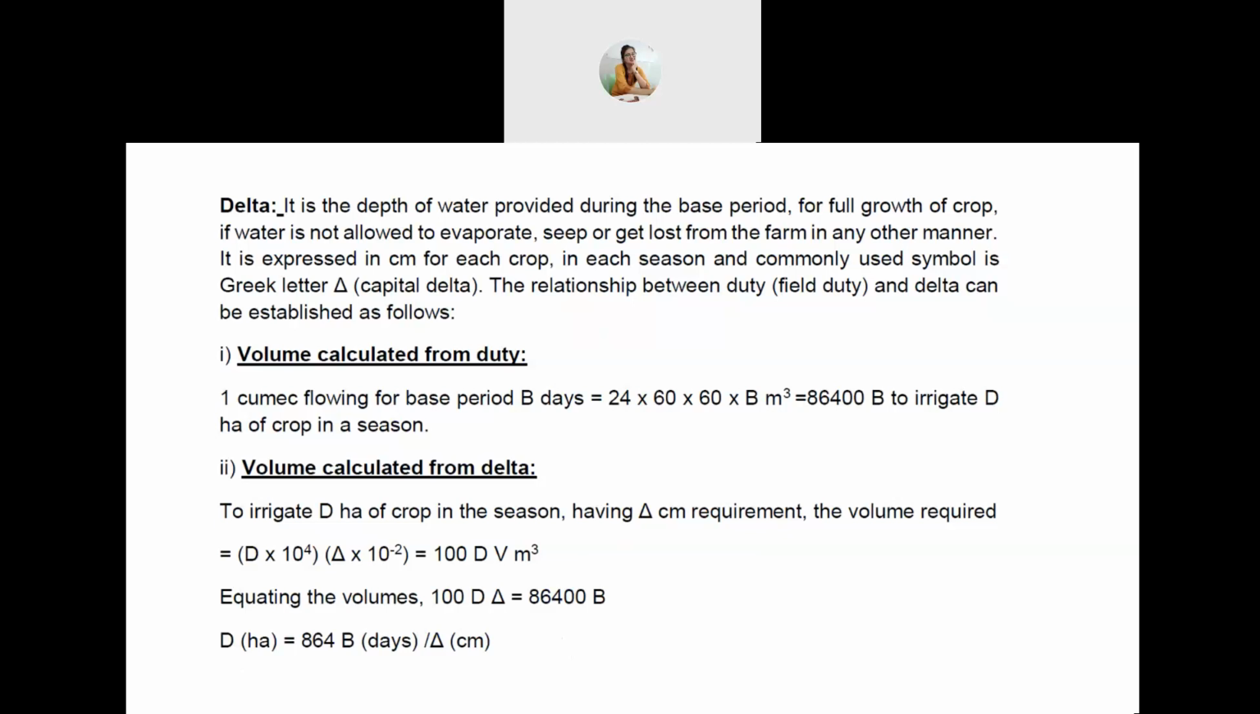Next, volume calculated from delta. To irrigate D hectares of crop in the season having delta centimeter requirement, the volume required is shown here. D into 10 to the power 4, delta into 10 to the power minus 2, which is equal to 100 D delta, V stands for volume in meter cube. So equating the volumes, 100 D delta is equal to 86,400 B, you get D hectare is equal to 864 B days by delta. So this D, that is duty, is expressed in hectare, base period is expressed in days, and delta is expressed in centimeter.